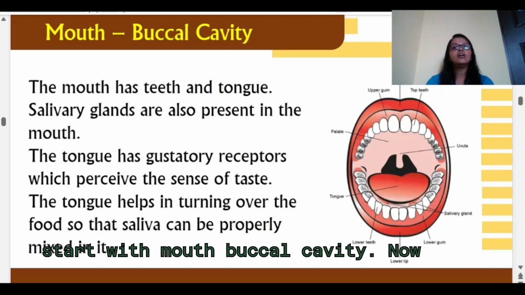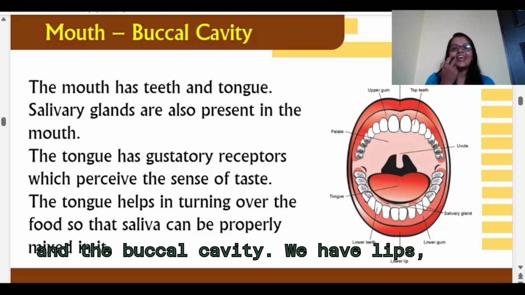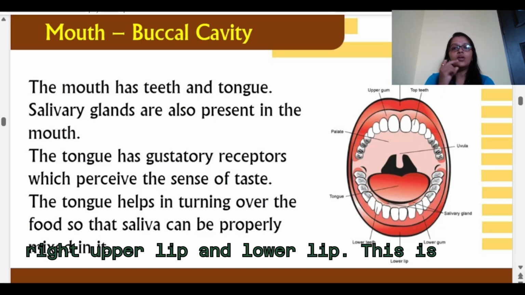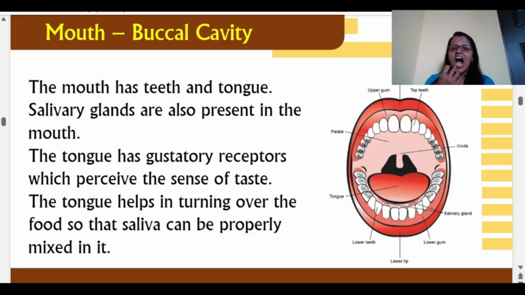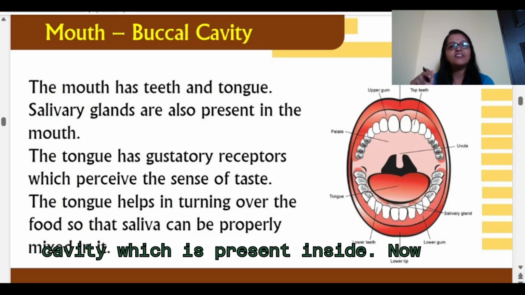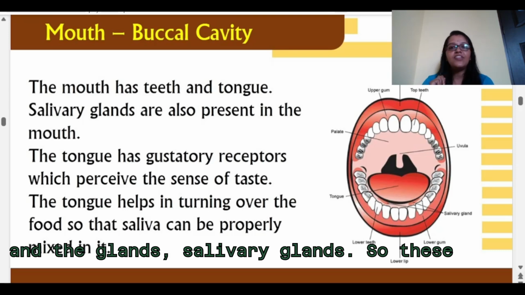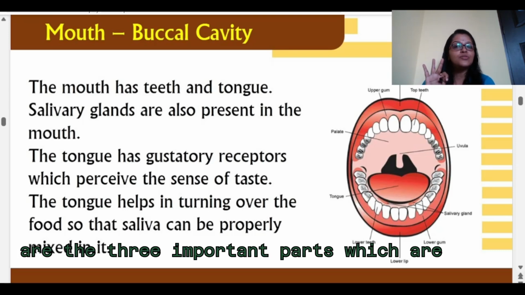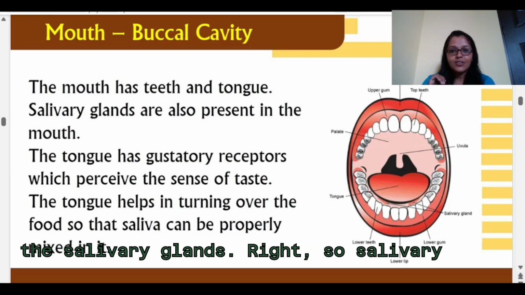Now let's start with mouth, buccal cavity. Now please don't confuse between the mouth and the buccal cavity. We have lips, right? Upper lip and lower lip. This is called the mouth. But the inner part, what is present inside? That is the buccal cavity. Now buccal cavity consists of teeth, tongue and the glands, salivary glands. So these are the 3 important parts which are present. What are they? Teeth, tongue and the salivary glands, right?